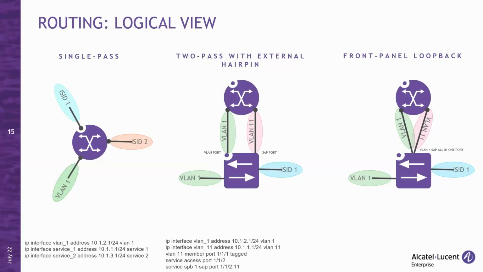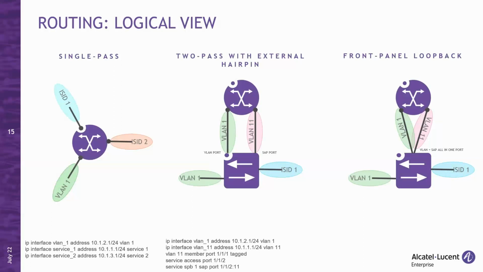All products we have launched over the last 3 years or so support single-pass inline routing, which means that the routing and bridging functions are completely integrated and both can be done in a single pass. This is what we see on the left-hand side of the diagram. Here we can create IP interfaces tied to an SPB service, just like we can create IP interfaces tied to a VLAN, and we can route between those interfaces. This is what we will do later in the lab.